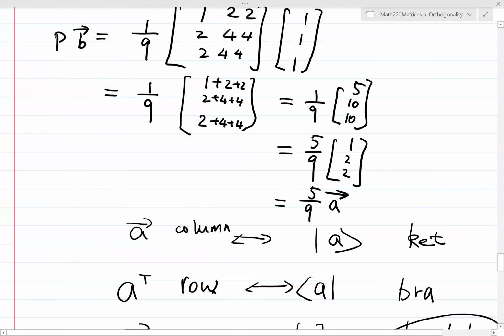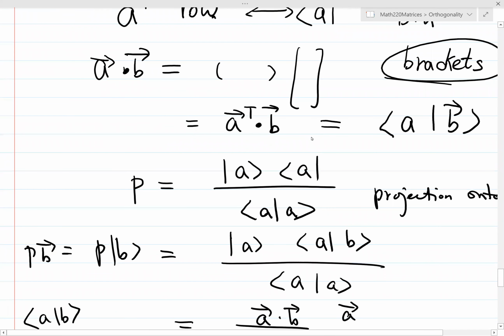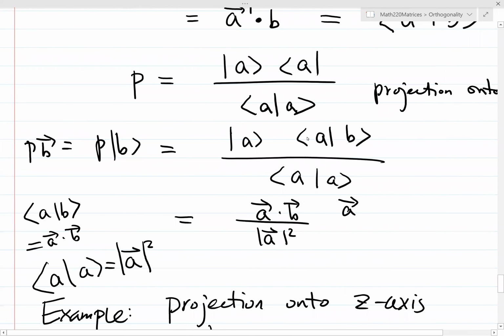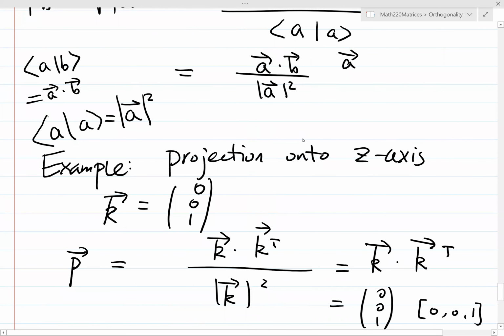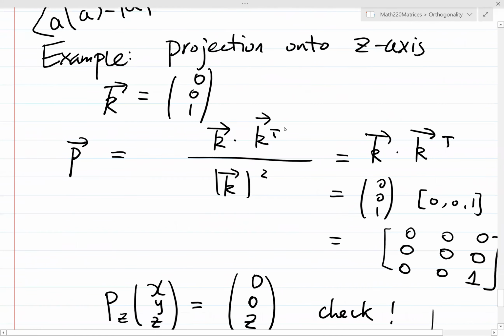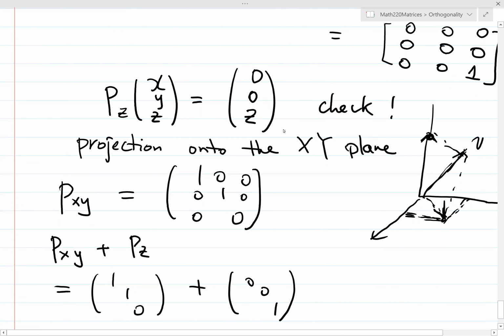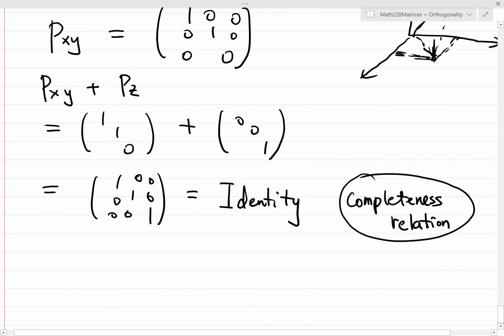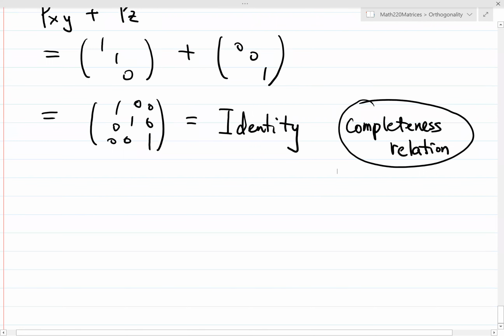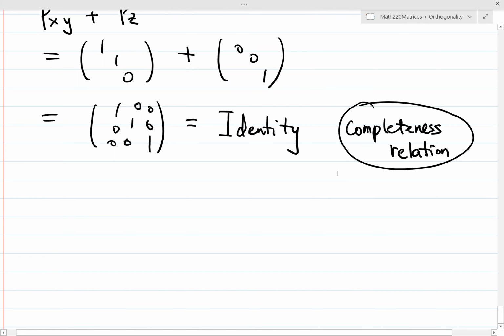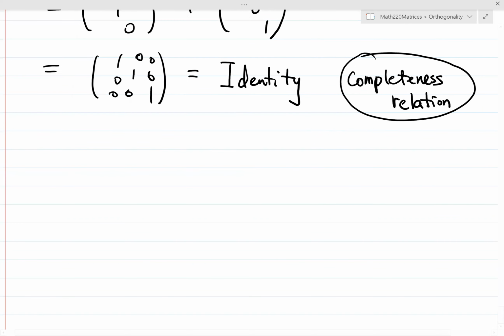Now, if we have a vector space, we may need to project onto a subspace of this vector space. So this is the second part. How do we do projection onto a subspace? This is what we are going to talk about today. Projection onto subspace.